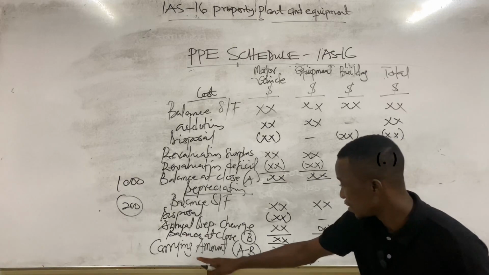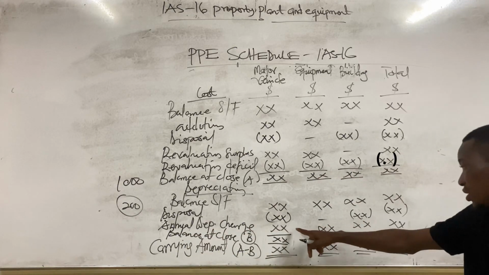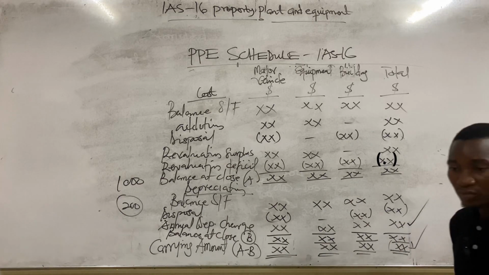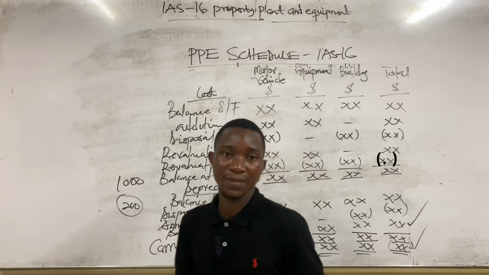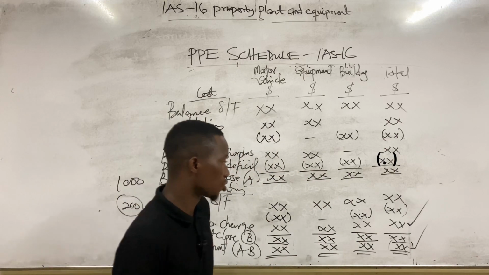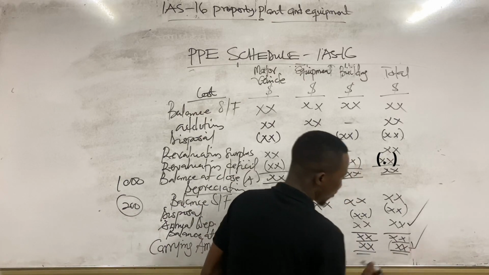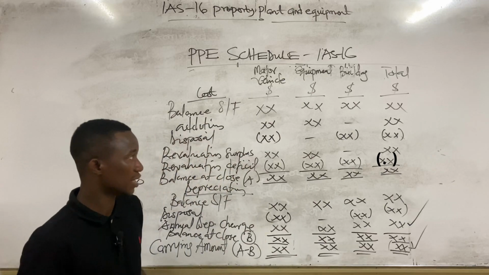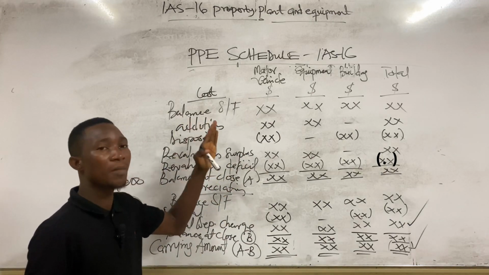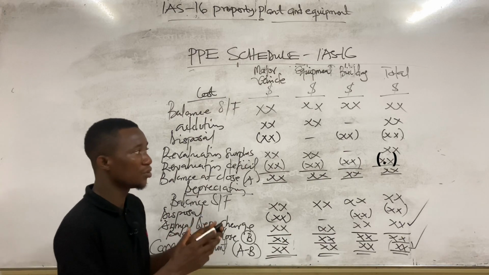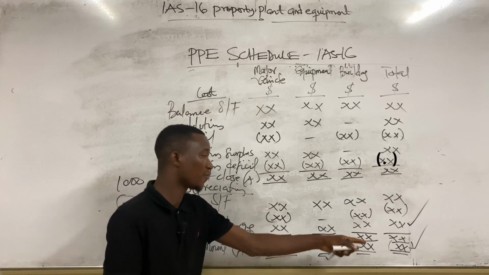And this annual depreciation charge here, the total will also be treated as an expense in the statement of profit or loss and other comprehensive income. So our aim here is to determine the carrying amount, and we had it, and the annual depreciation charge as well. So this is a formal way of preparing a PPE schedule. This will help you to get an accurate figure for the carrying amount.